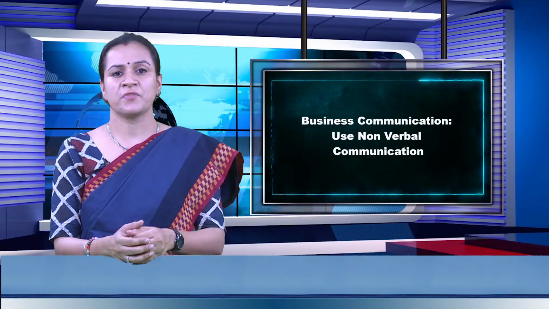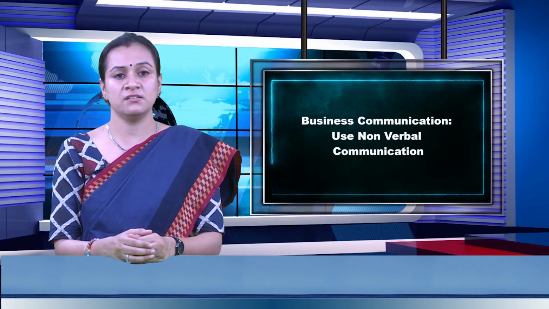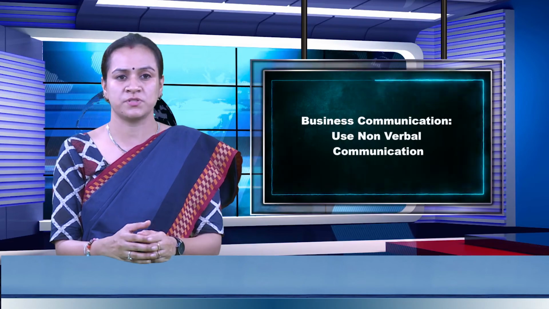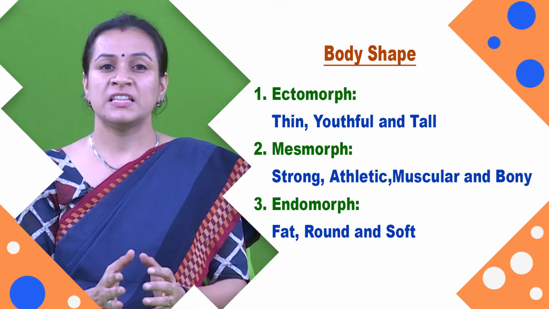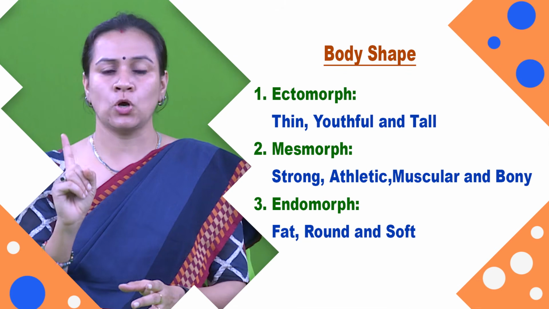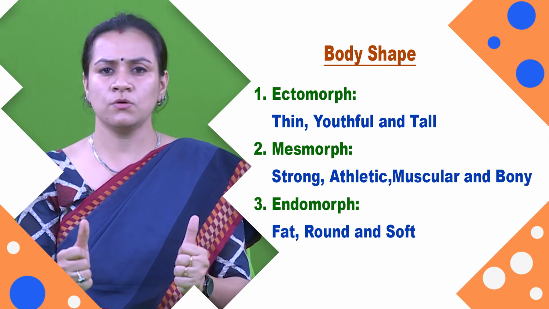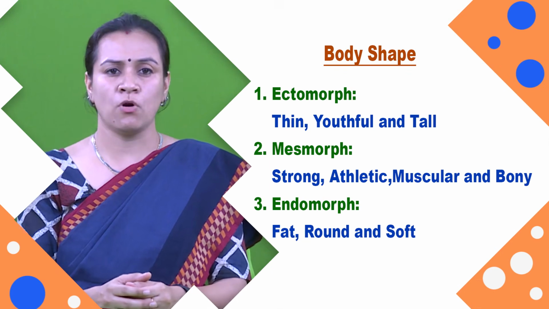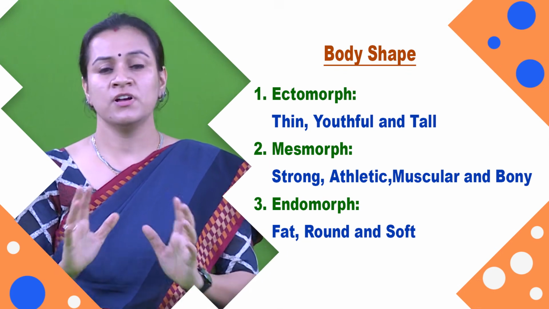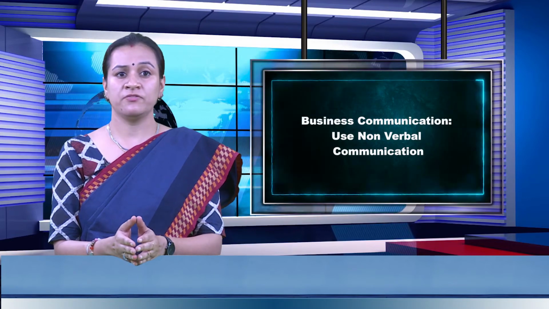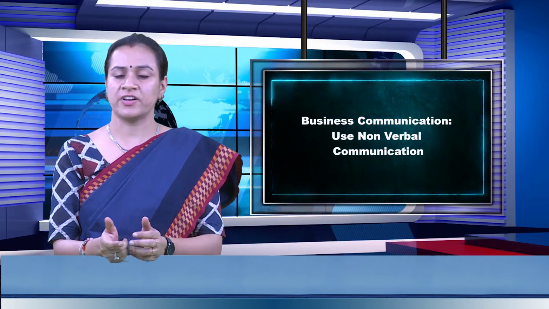The body shape. Behavioral scientists have studied the shapes of bodies and have broadly put them in the following shapes. Ectomorph: thin, youthful and tall. Mesomorph: strong, athletic, muscular and bony. Endomorph: fat, round and soft. We cannot do much about the shape of our body, but we can no doubt put it to effective use.